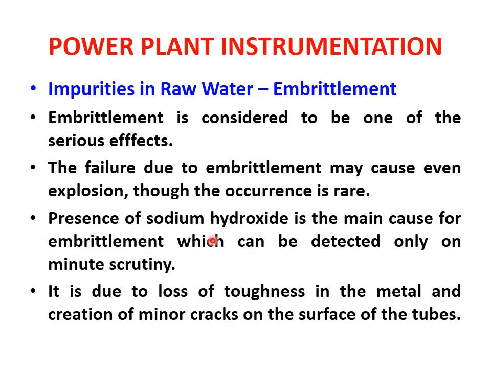So this embrittlement may even cause an explosion, as we have written here, but the occurrence is rare. Nowadays, at certain times the pressure and temperature of water are measured, and chemical agents are sprayed inside the boiler in order to reduce the presence of sodium hydroxide. It is due to loss of toughness in the metal and creation of minor cracks on the surface of the tube. As explained just now, due to sodium hydroxide the inside part of the boiler walls will lose its toughness, and therefore there are chances of explosion of the boiler.